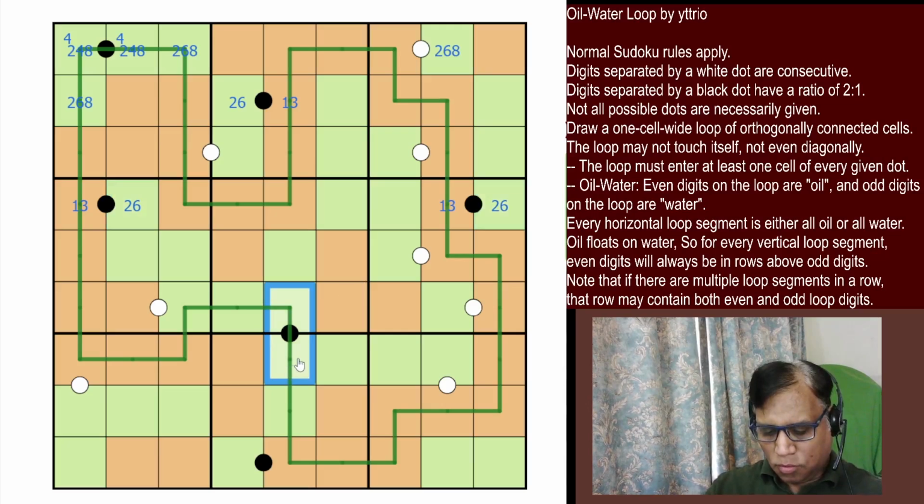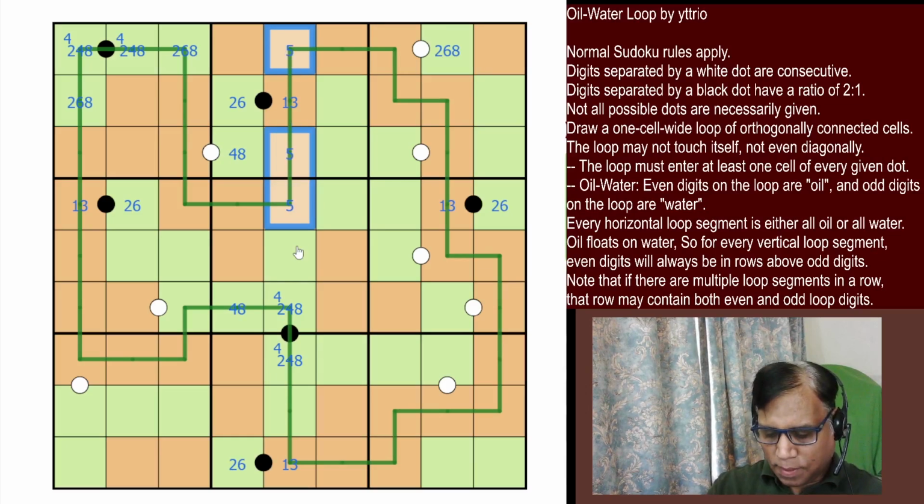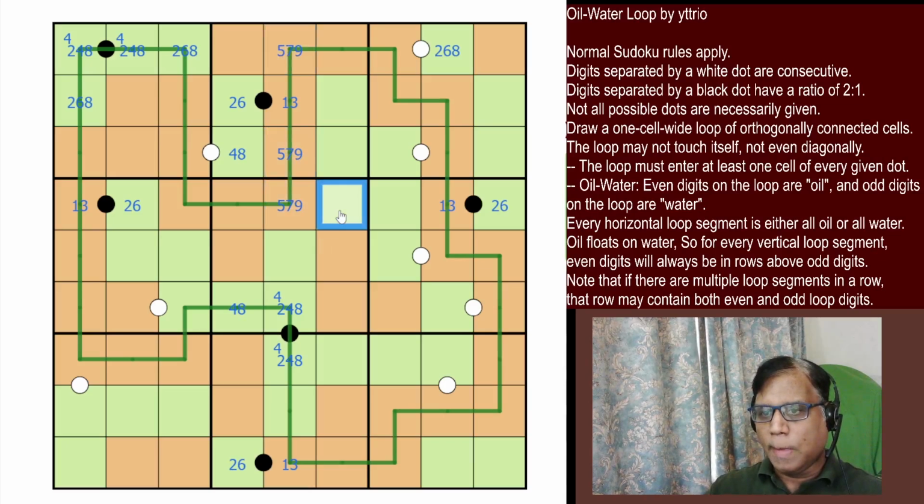This is again 2 4 8 with 4 one of this. That's 1 3 and 2 6. Now look, 2 6, 2 6, this must be both 4 8. 1 3, 1 3, this must be 5 7 9, the remaining odd digits, okay.